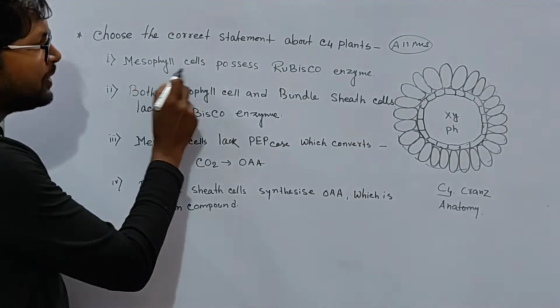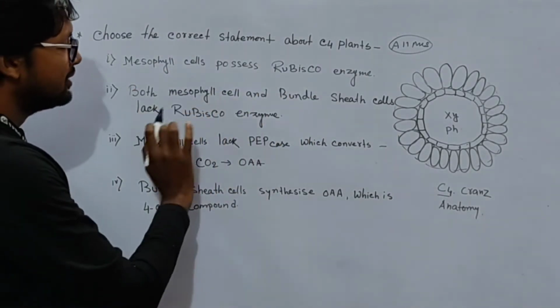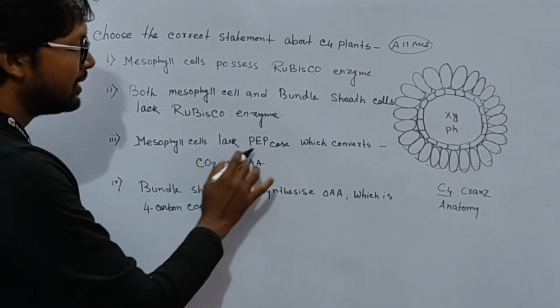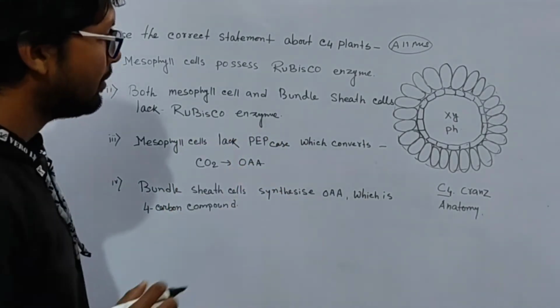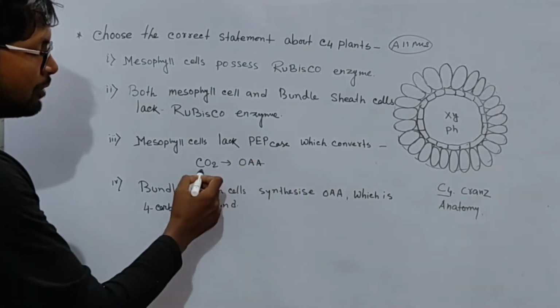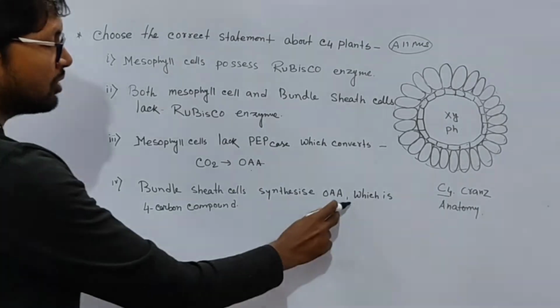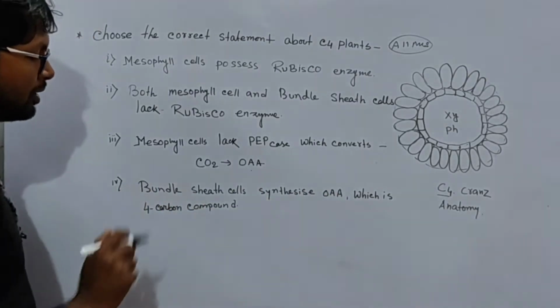Mesophyll cells possess Rubisco enzyme. Both mesophyll cells and bundle sheath cells lack Rubisco enzyme. Mesophyll cells lack PEP carboxylase enzyme. So these are given. Now, mesophyll cells lack PEPcase, which converts carbon dioxide to oxaloacetate. Bundle cells synthesize oxaloacetate, which is a 4-carbon compound.